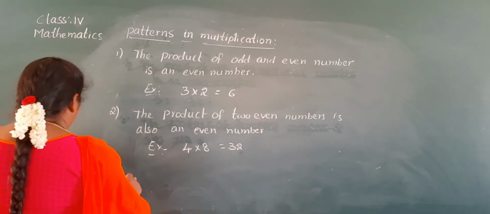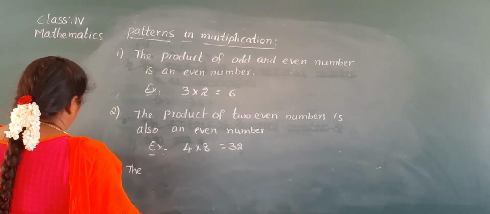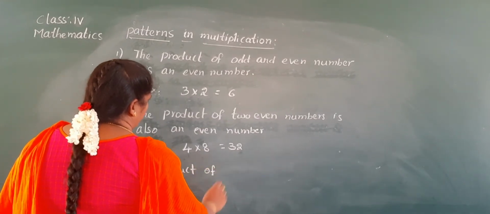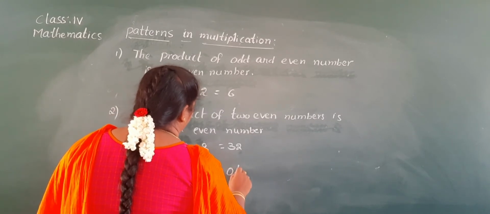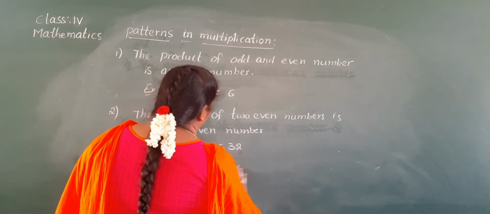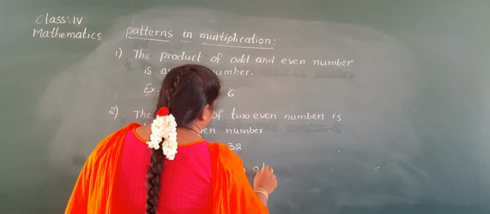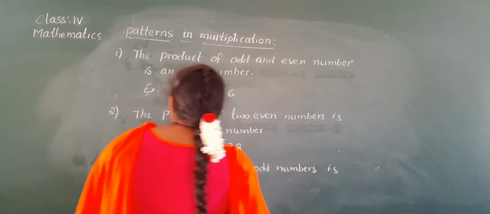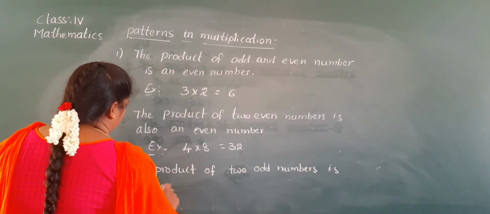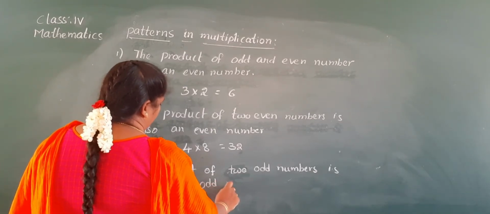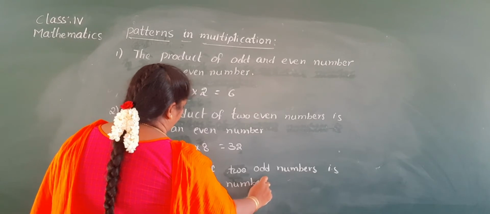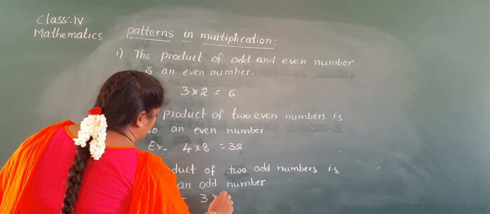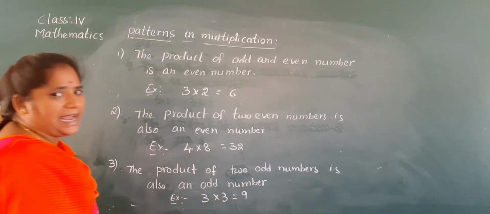Okay. And next one. The product of two odd numbers is also an odd number. Example, two odd numbers. You take 3 into 3. 3 3s are 9. So 9 is also an odd number.